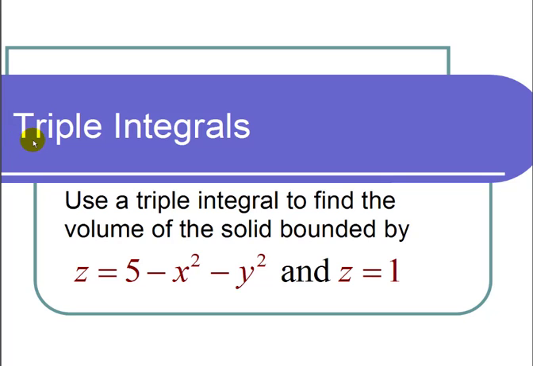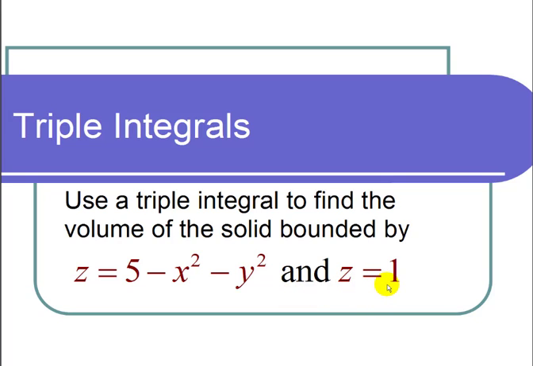This is a video on triple integrals. The question states, use a triple integral to find the volume of the solid bounded by z equals 5 minus x squared minus y squared and z equals 1.